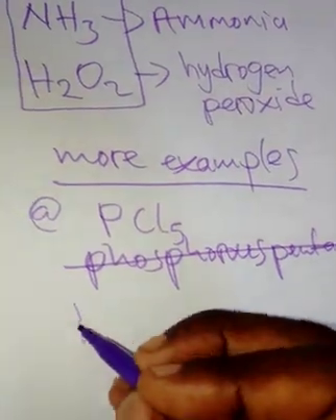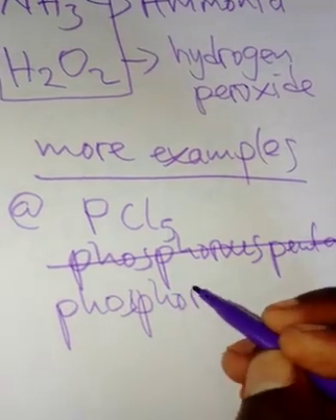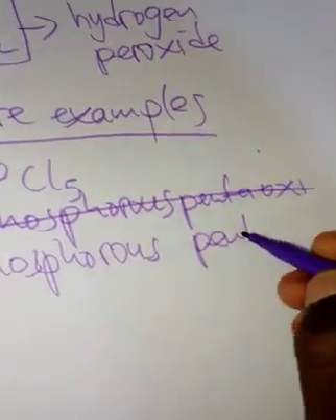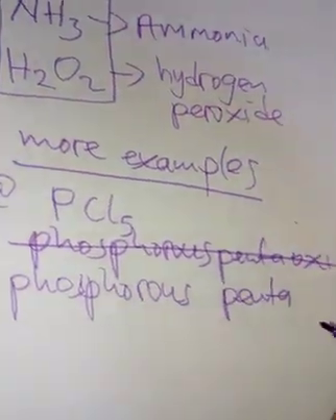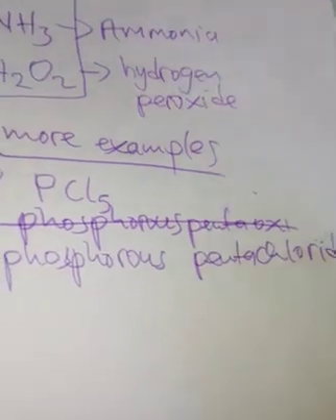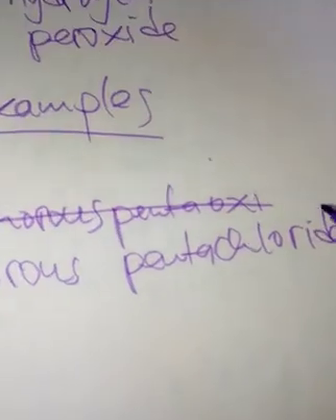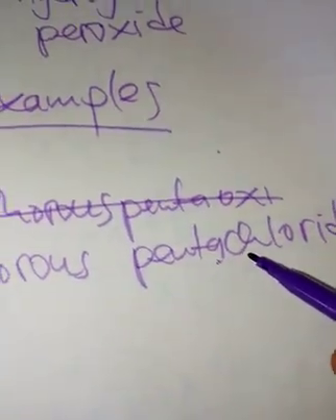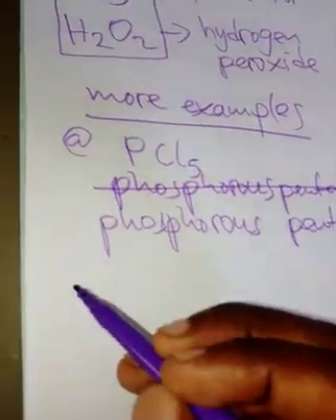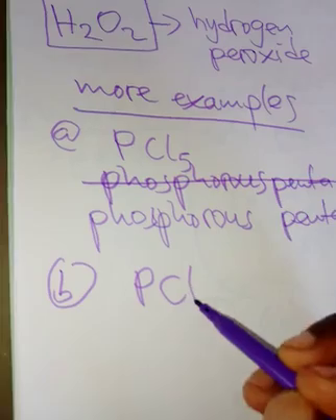Let me write this again. I don't know why I'm using oxygen. Phosphorus, that's penta. So chlorine will change to what? Chloride, pentachloride. Phosphorus pentachloride. Okay. So as you can see, we have not dropped the final A because the C doesn't belong to vowels. Okay.